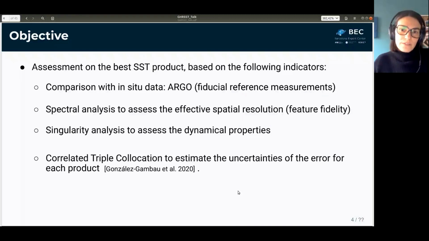So we will try to answer this question based on the following indicators. On one side, the comparison with in situ data. We will use ARGO, which are fiducial reference measurements. We will use spectral analysis and singularity analysis, to assess respectively the effective spatial resolution and the dynamical properties of the different products. Finally, we'll use the correlated triple collocation to estimate the uncertainties of the error for each product. At least we will try. It's not that simple. I don't want to make any spoiler, but you will see.